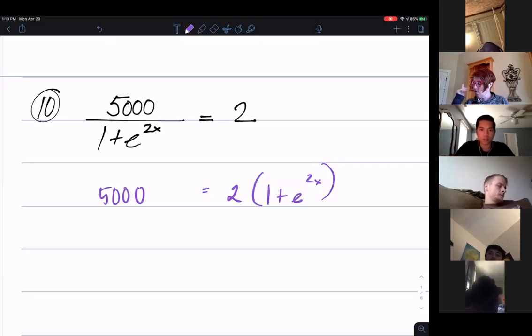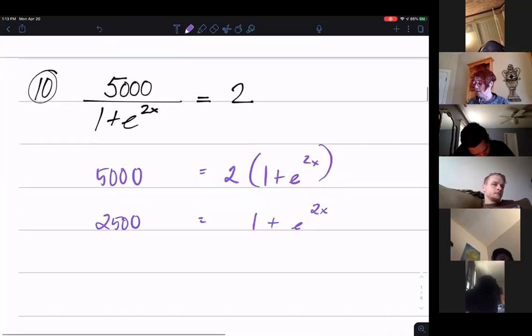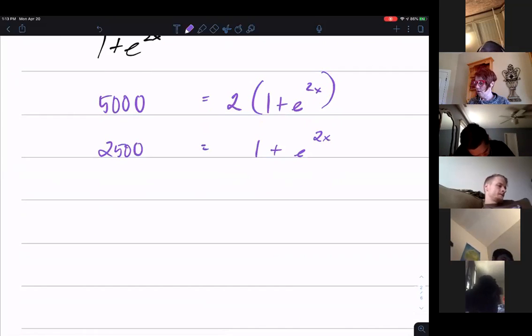Divide by 2. Okay. So that's going to be 2,500 is equal to 1 plus e to the 2x. And then the last thing? Subtract the 1. Yep. So that's going to be what? 24.99 is equal to e to the 2x.